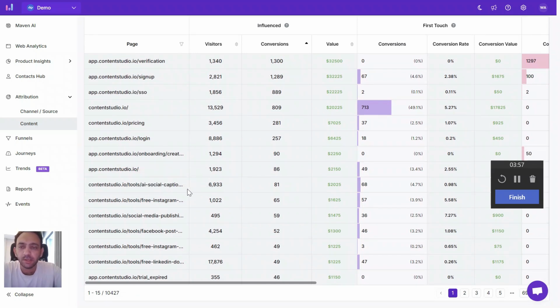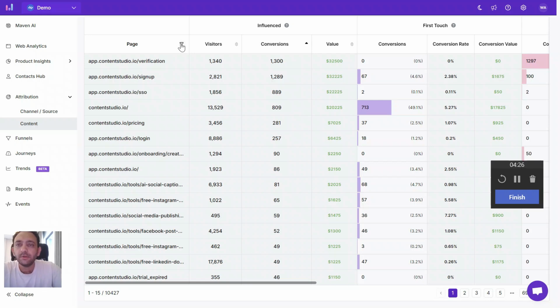The login page, yeah, these are some obvious pages, but you can see there are some content pages as well, actual pages from the website. So we can actually find out which pages in the website are influencing conversions. This is the AI social caption generator. It's pretty obvious, it's a hot topic. A lot of people visit that page before conversions, and 68 conversions happened with the first touch of this page. It was the first page people visited, and then they followed on to the sign up and other pages.